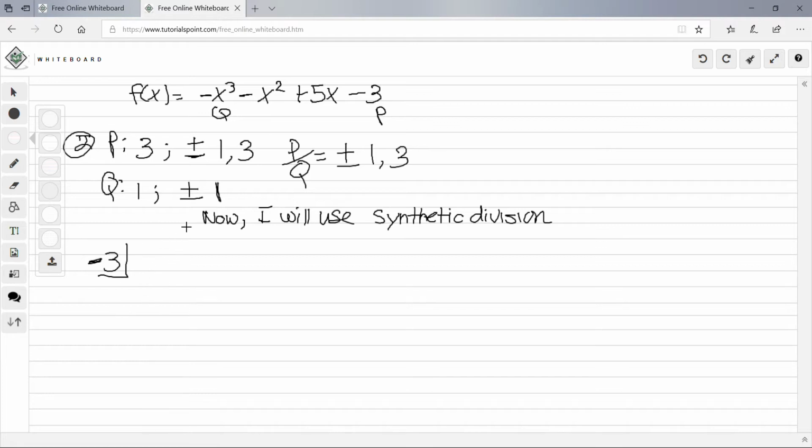So to do synthetic division, you look at the original equation, and then you got to make sure everything is in order. So when I say order, the degrees are from highest to lowest, and then there's no missing degrees, right? So we have a 3rd degree, 2nd degree, 1 degree, and a 0 degree. So everything's ordered, so all you got to do is put in the coefficients. So this is going to be a negative 1, this is going to be a negative 1, this is going to be a 5, and this is going to be a negative 3. So here's negative 1, negative 1, positive 5, and then negative 3.